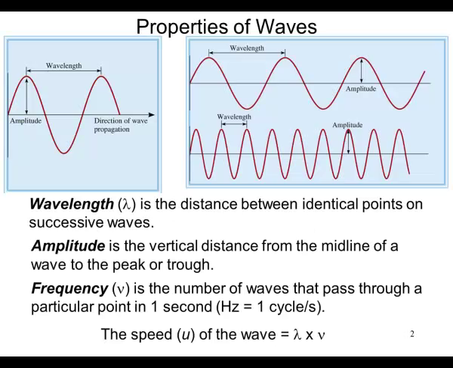In order to understand electronic structure of atoms, we first have to understand something about the properties of waves. Waves have length, symbolized by lambda, amplitude, the height of the wave, and frequency, symbolized by nu. The speed, u, of the wave is equal to lambda times nu.